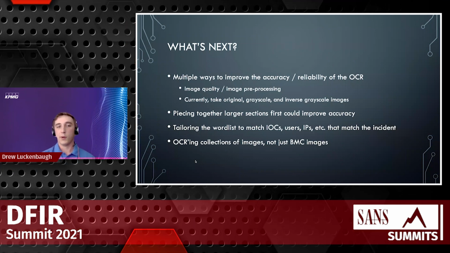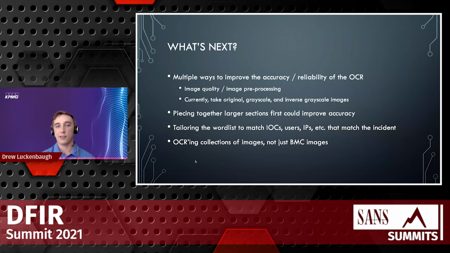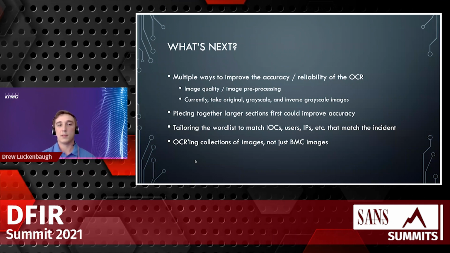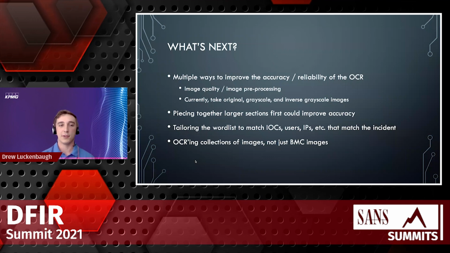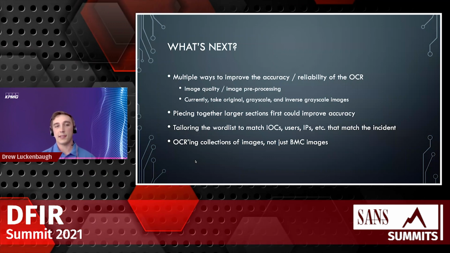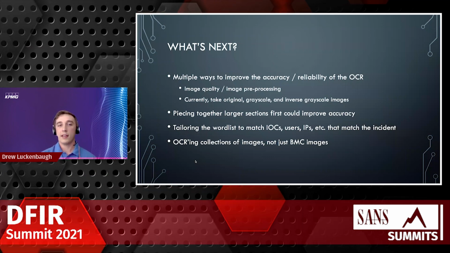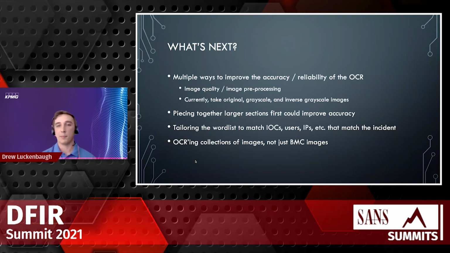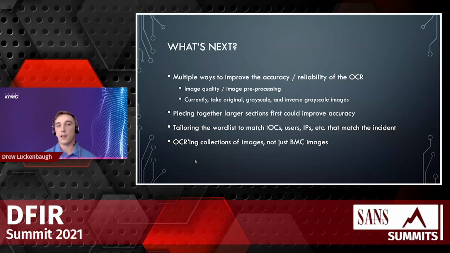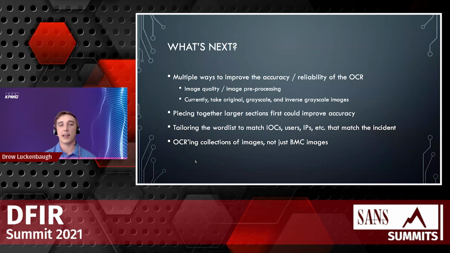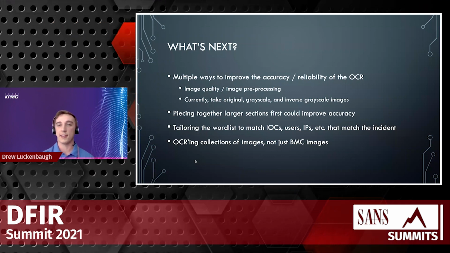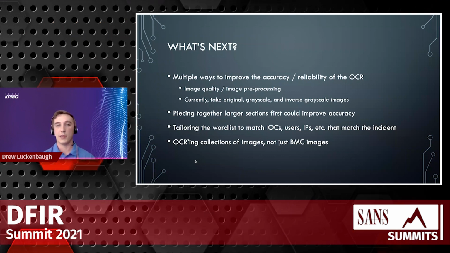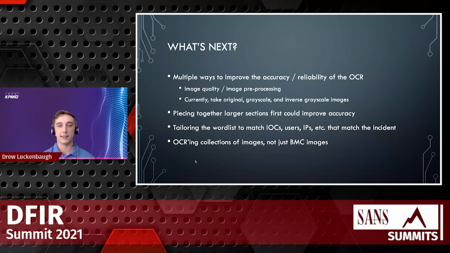However, there are multiple ways to improve the accuracy and reliability of an OCR. Even with Tesseract, depending on its version, it can read black text on a white background better than it can read white text on a black background. So it just depends on the version that you're using. That's kind of why we took the approach of grayscaling it and inverse grayscaling it, so it can hit on both of those just in case.